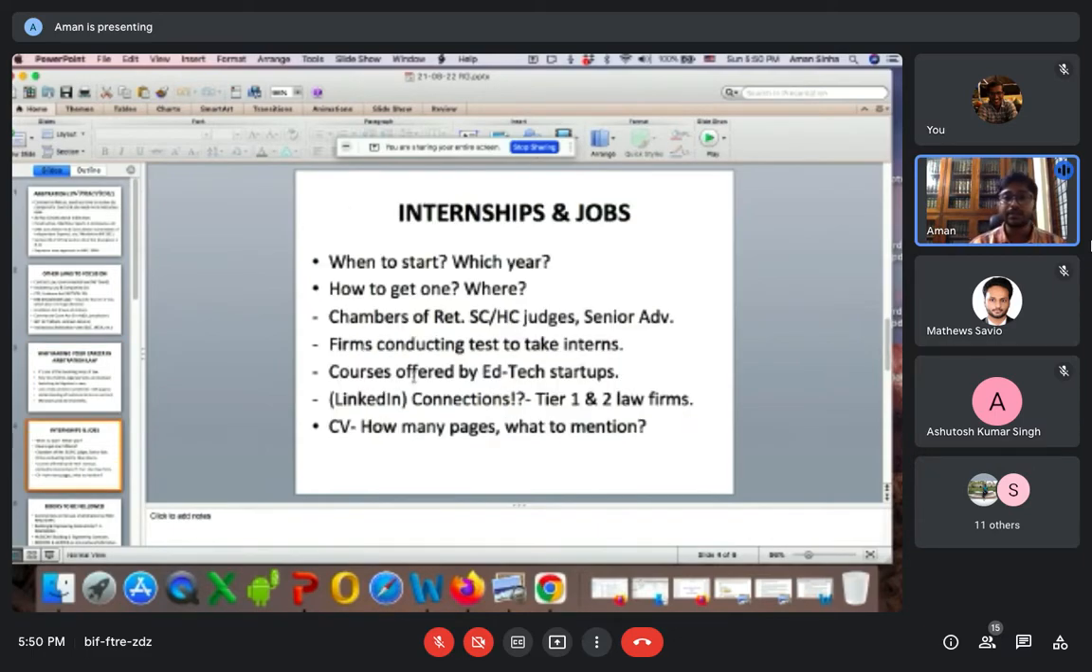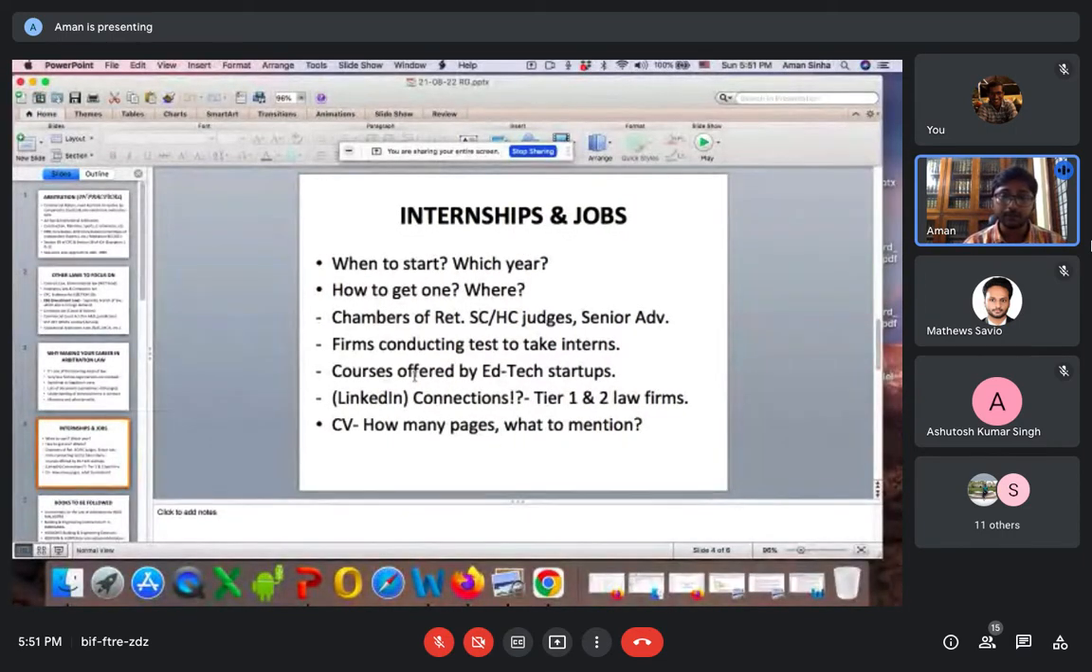And regarding the internships and jobs, when to start, which year, it entirely depends upon you. As far as I can remember, in fifth semester, arbitration is taught in RG. So if you are in first or second year and you have a kink of going into arbitration, you need to study the Arbitration and Conciliation Act very, very deeply. You have to go in very deep.